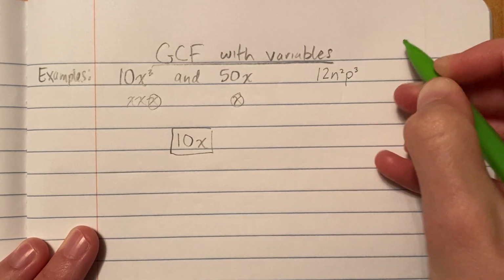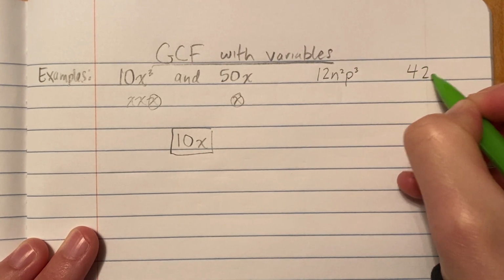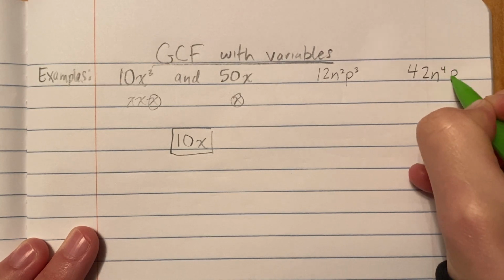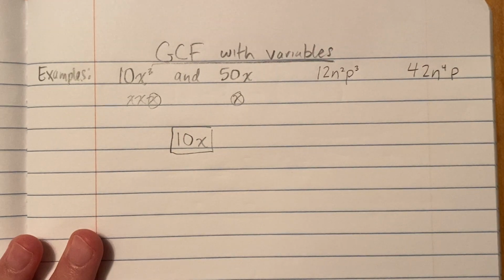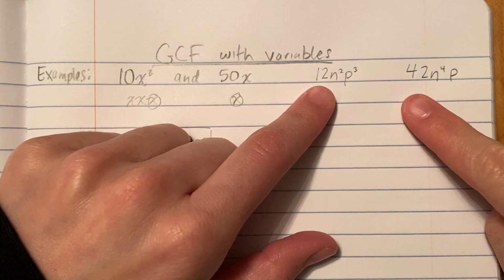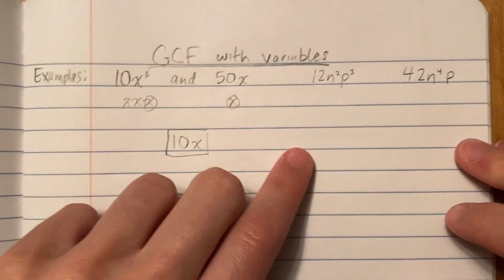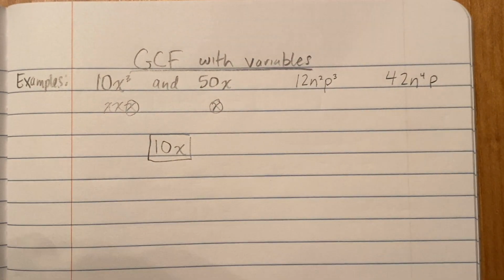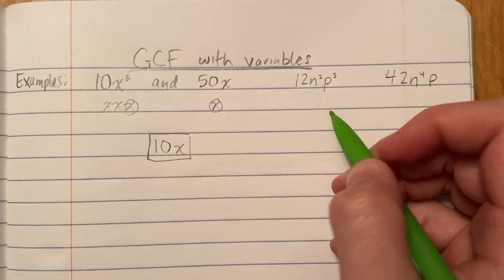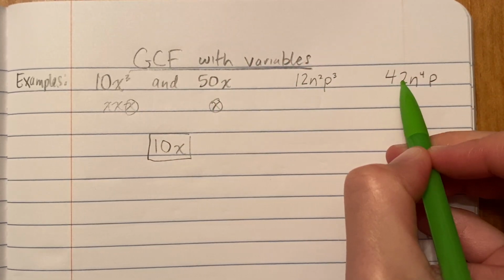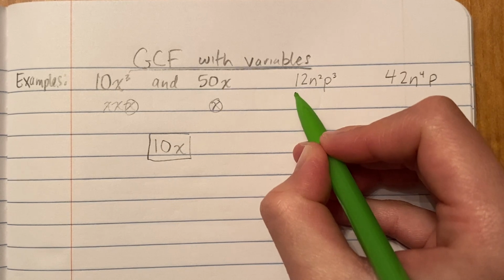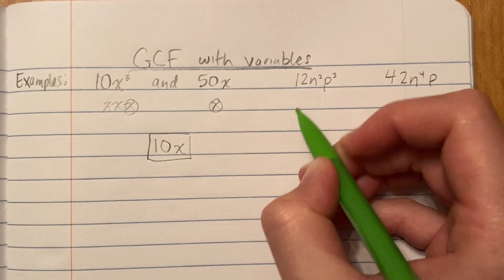Let's take a look at one that's super tricky. This is pretty much as tricky as it gets for now. Okay, let's start with the 12 and the 42. This one's not as easy as the 10 and the 50. What's the greatest common factor of 12 and 42? Because 12 doesn't multiply to get 42, so it's not that. Sometimes we just have to go back to listing, right?